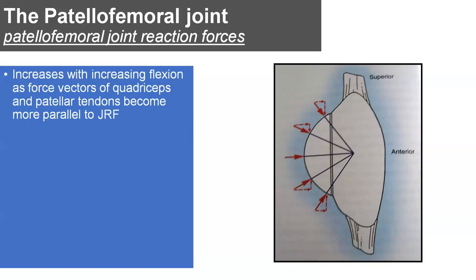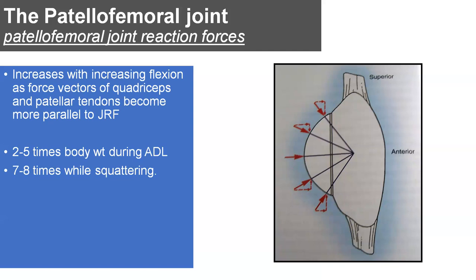The patellofemoral joint reaction force increases with increasing flexion as the force vectors of the quadriceps and patellar tendons become more parallel to the joint reaction force. About 2 to 5 times the body weight during activities of daily living, and 7 to 8 times while squatting, and this exceeds the yield strength of the polyethylene.